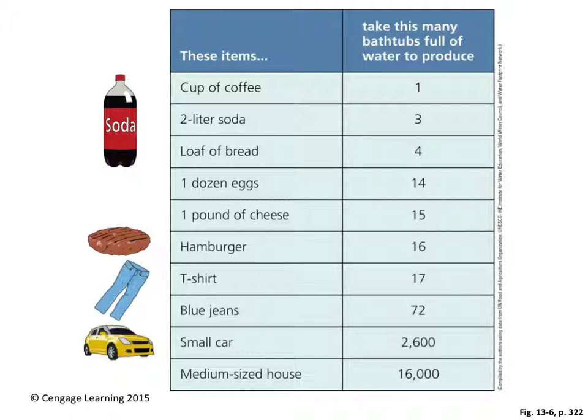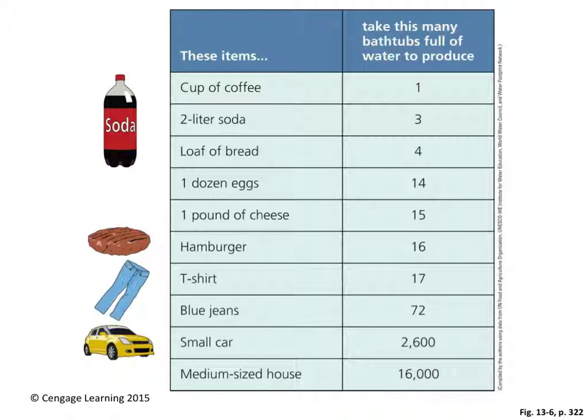Just a couple things. An eye-opening chart shows how many bathtubs full of water it takes to produce things. One cup of coffee is 1 bathtub of water. The reality is we need to grow that coffee plant. We need to then harvest it, and then it's processed. In the processing, we use a lot of water, and of course, when you make coffee, you use water too.